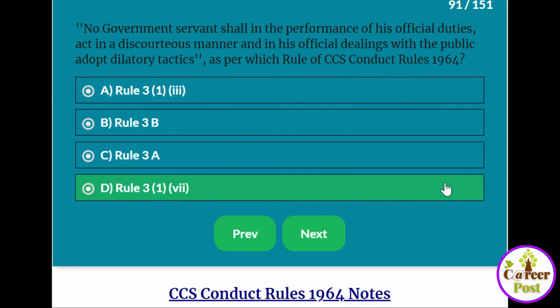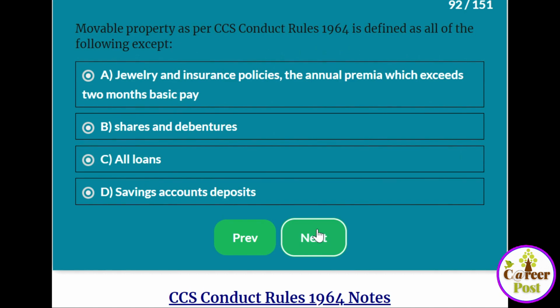No government servant shall in the performance of his official duties act in a discourteous manner, and in his official dealings with the public adopt dilatory tactics, as per CCS Conduct Rules: Rule 3B, 3A, 3C, 3D? It is Rule 3A. Movable property as per CCS Conduct Rules 1964 is defined as all of the following except: jewelry, insurance policies whose annual premium exceeds 2 months basic pay, shares and debentures, all loans, savings account deposits. It is savings account deposits.